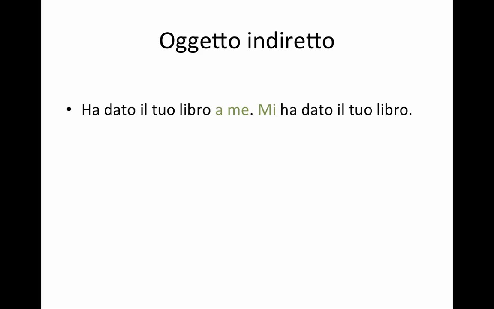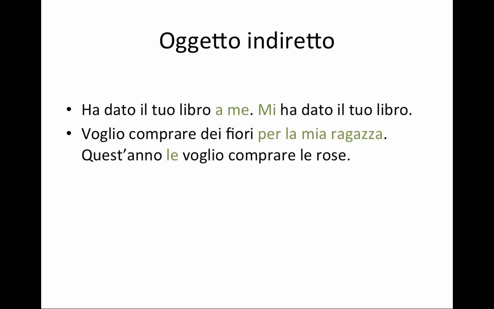Ha dato il tuo libro a me. Mi ha dato il tuo libro. Voglio comprare dei fiori per la mia ragazza. Quest'anno le voglio comprare le rose. Answers the question a chi or per chi. These in Italian are very, very similar. I would say almost interchangeable in some cases.